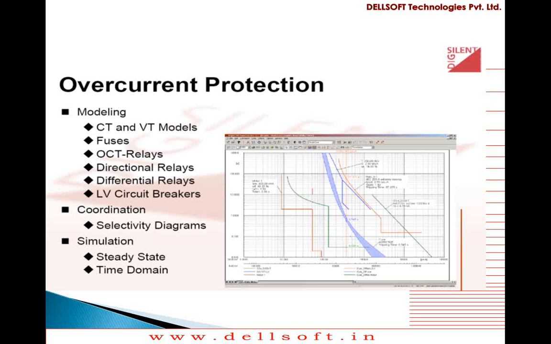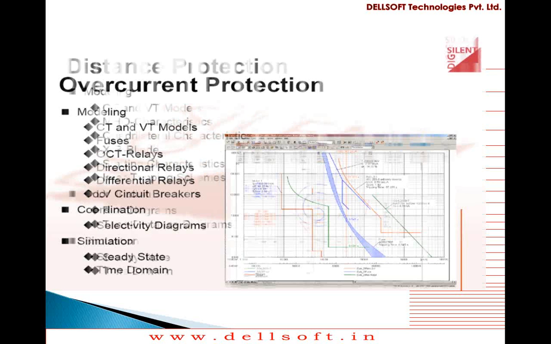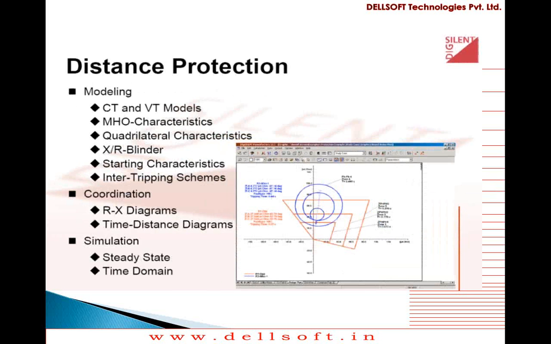In distance protection we have CT and VT models. MHO characteristics can be provided. Quadrilateral characteristics can also be provided. X and R ratio blinders are there. Starting characteristics and inter-tripping schemes can be provided. Coordination with the RX diagrams and time and distance diagrams can be provided. Simulation based upon steady state and time domain simulations can be analyzed. So in distance protection, we have these features included in this software.